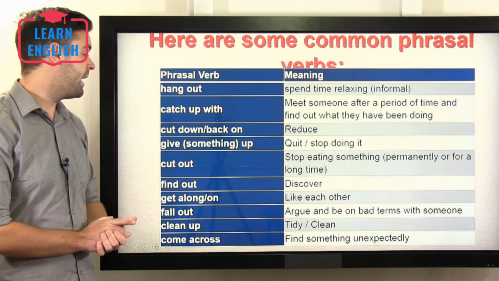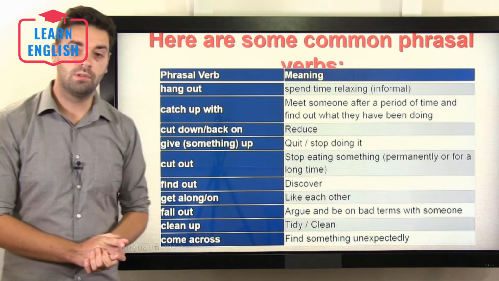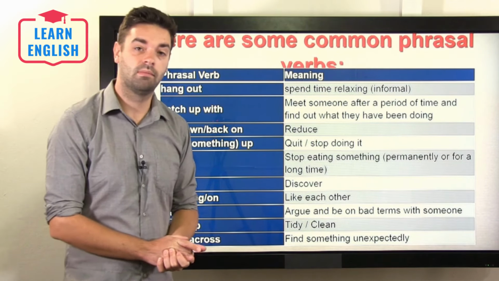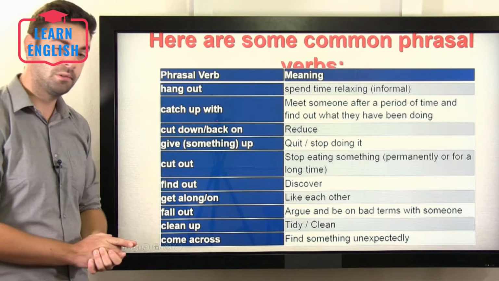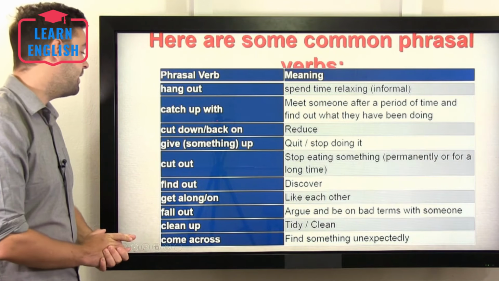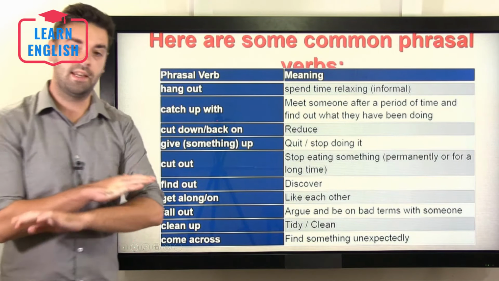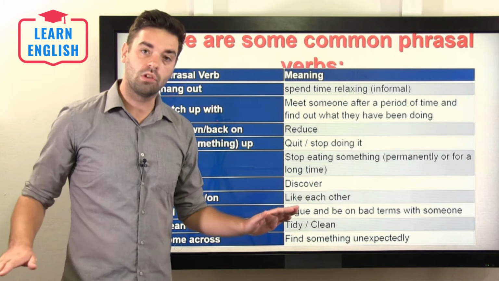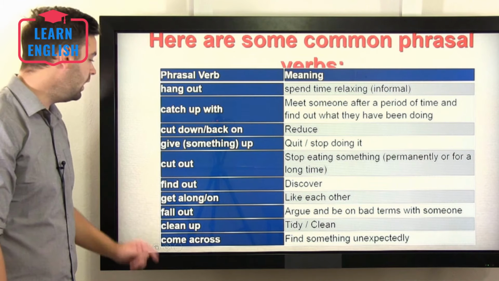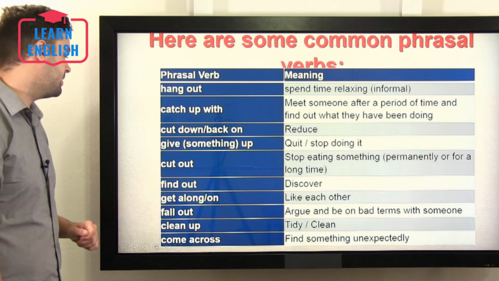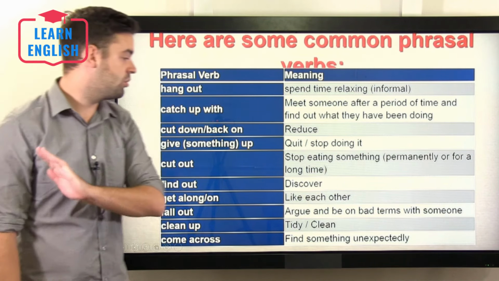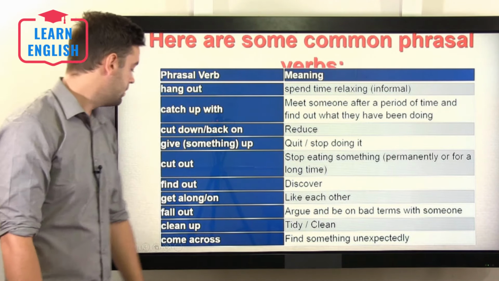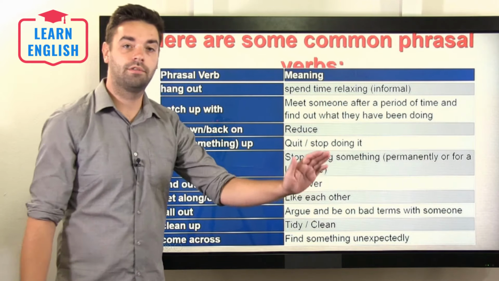Cut down or cut back on, which means reduce. So you might cut down on, I don't know, fast food, cigarettes, who knows. Give something up means to quit it entirely, not just slowly stop doing it, but completely stop doing it. Cut out. It's pretty much the same as give up. Cut out means to stop eating something permanently or for a long time. So I might cut out chocolate from my diet.